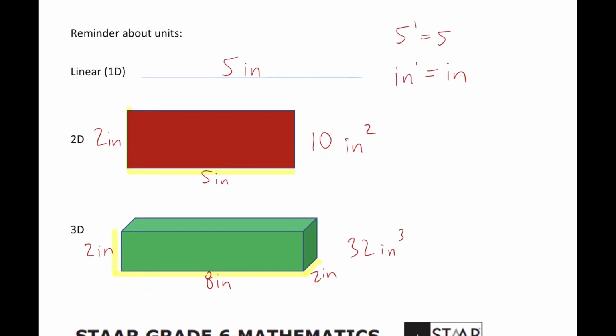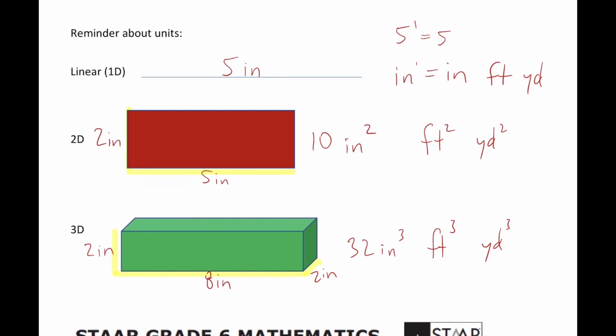Linear could be inches. I could measure it in feet, yards, centimeters, miles. For area, square inches, I could say square feet, square yards, square miles, etc. And for volume, I have inches cubed. I could have feet cubed or cubic feet. I could have cubic yards or yards cubed, cubic miles, etc. And it's just going to follow that same pattern.